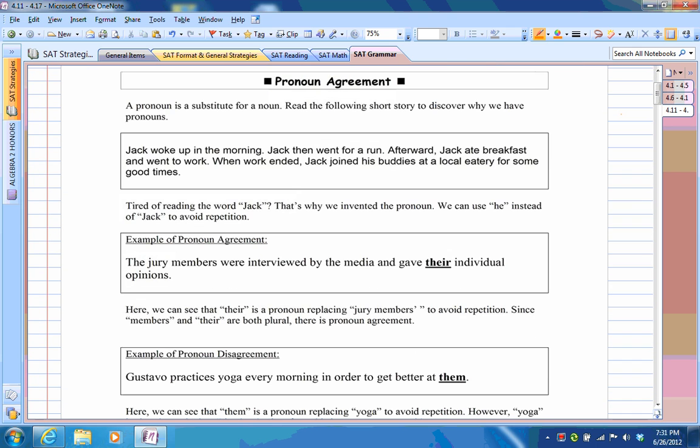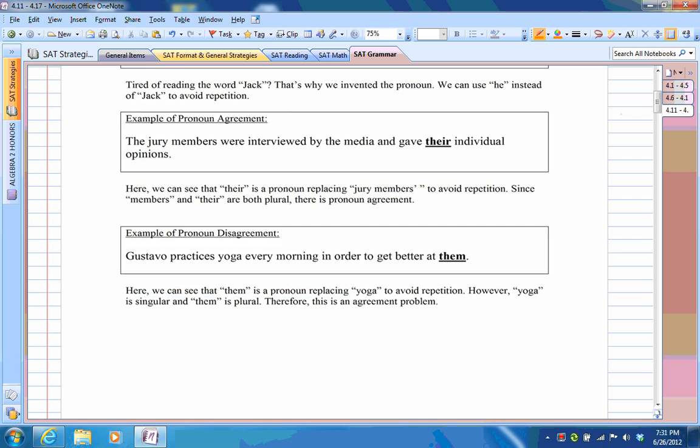Or here's another one. The jury members were interviewed by the media and gave their individual opinions. You want to use the word their because you're talking about members, that's plural. So there would be a plural pronoun, that would make sense, and it's possessive. But then we have a problem.